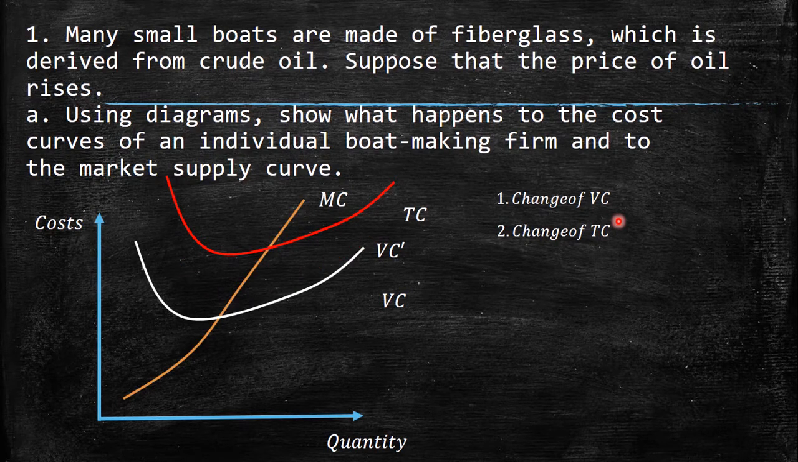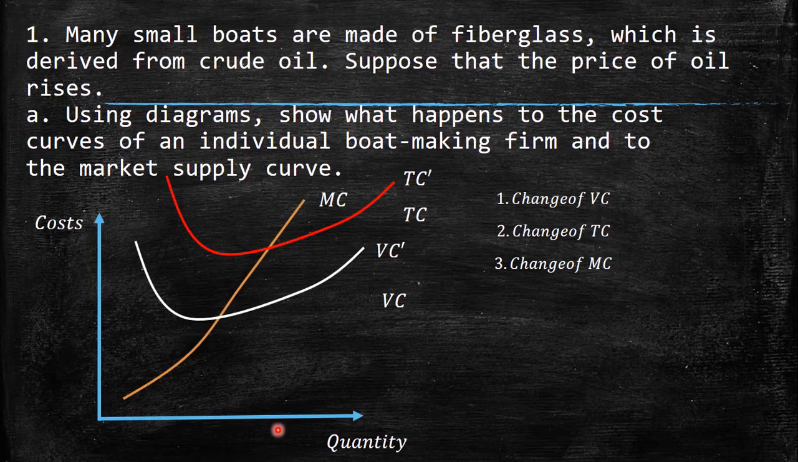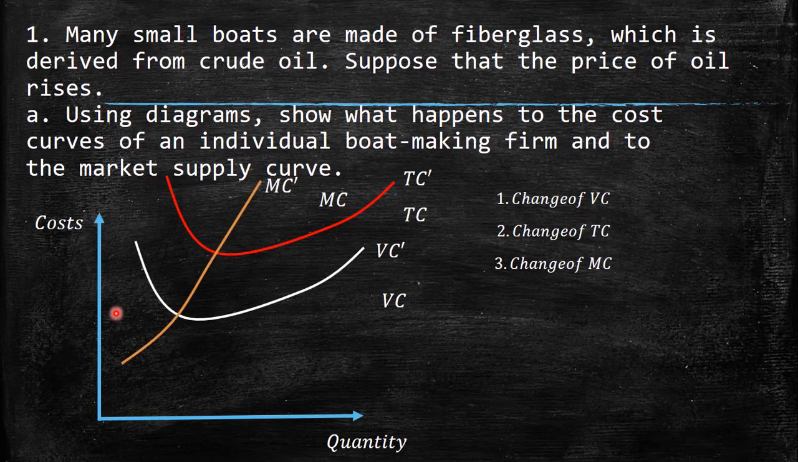As a consequence of a higher total cost associated with each boat produced, your marginal cost will change as well, and will go to the left because it's going to be higher at the same quantity. For example, at this quantity it was the marginal cost, but now at this quantity the marginal cost will be higher. And then it's going to cut the minimum of these two as well.